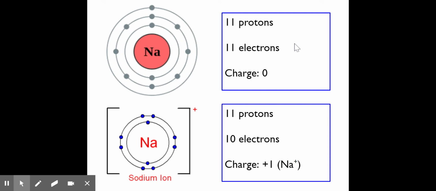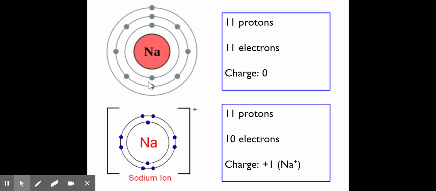For example, sodium is number 11 in the periodic table. It has 11 protons. For a neutral atom, it also has 11 electrons. We know that electrons are arranged in a 2-8-8 rule, right? The first energy level has 2, the second energy level has 8, and there is one more to go in the third energy level. So for a neutral atom, 11 protons and 11 electrons, it has no charge.